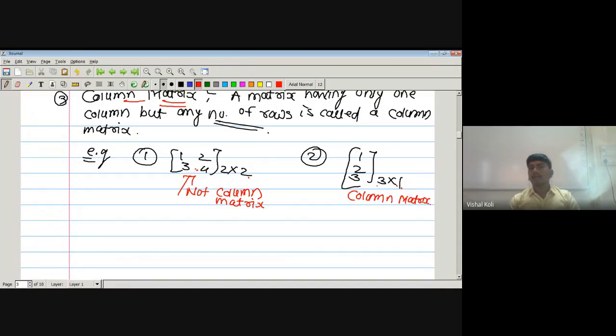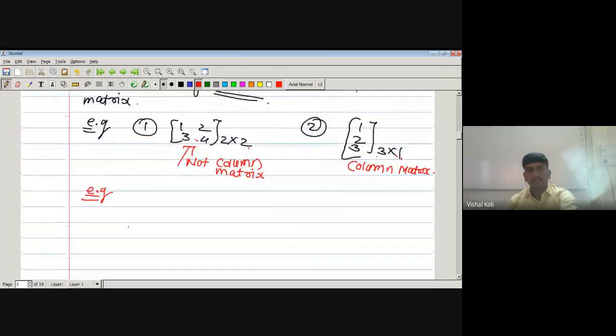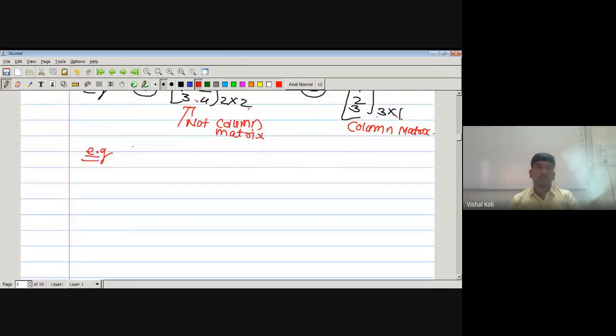Okay, now I will give one example. Tell me whether it will be a column matrix or row matrix. A matrix in which there is only one element A. Whether this will be a column matrix or row matrix.